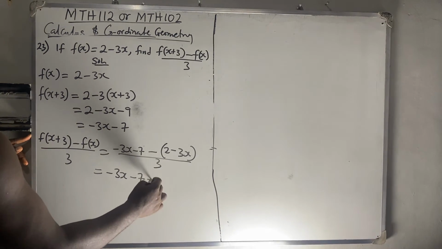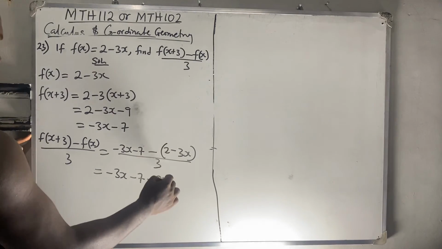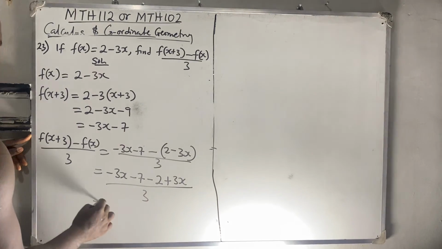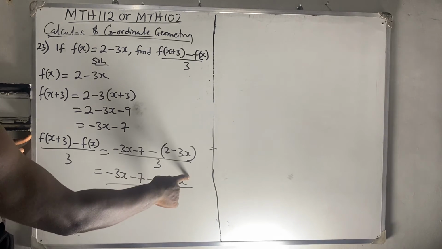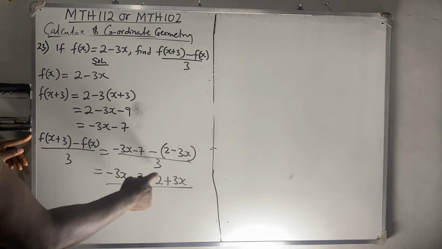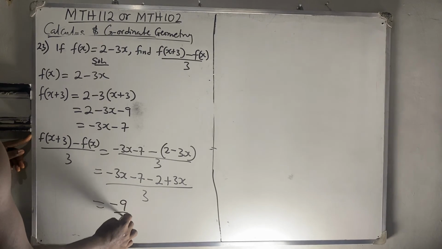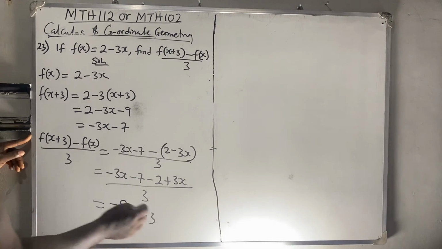This and this is giving me minus 2. This and this is giving me plus 3x. Then everything divided by 3. So I'm having that minus 3x and plus 3x is out. So minus 7 minus 2 will give you minus 9. Minus 9 divided by 3 will give you just minus 3.